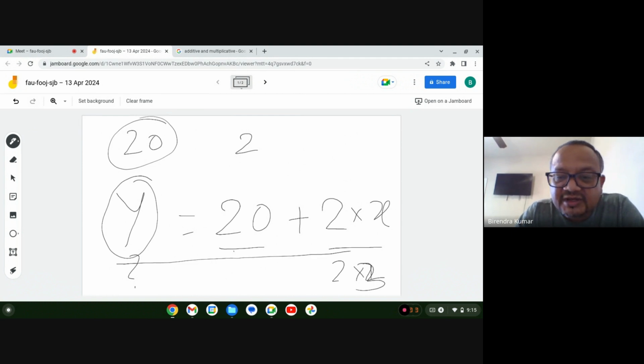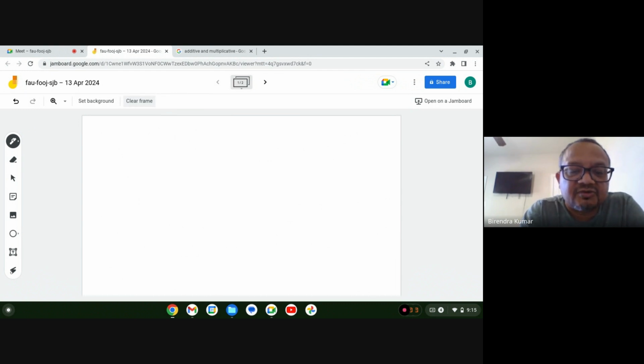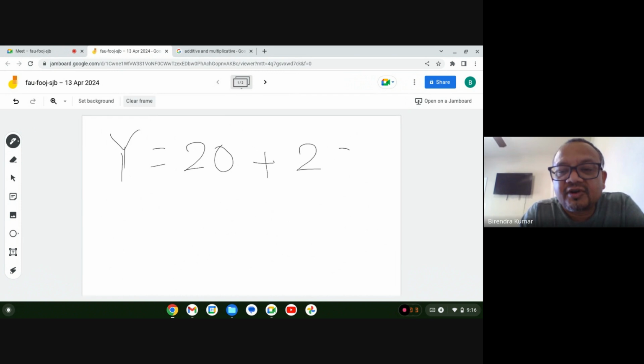So this equation represents that relationship or the word problem that I was talking about. That if Salini wants to know how much money she will have, if today she has 20 and she gets $2 for helping mommy in the kitchen every day, this becomes the equation, or 2 into x, whatever you call it. Okay.